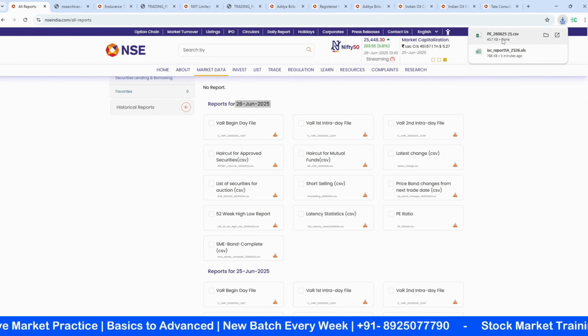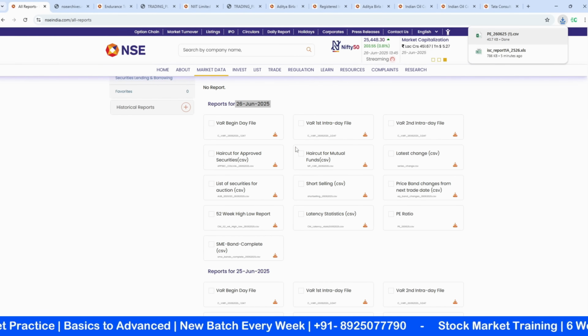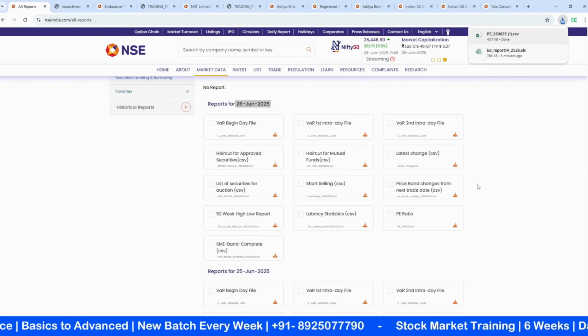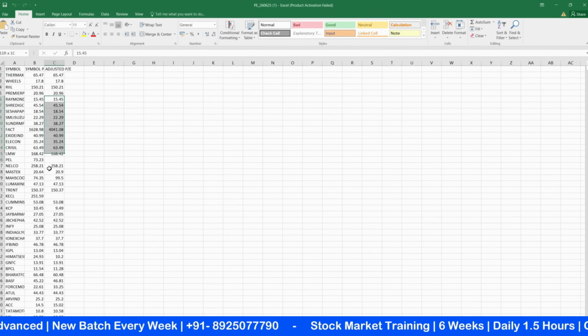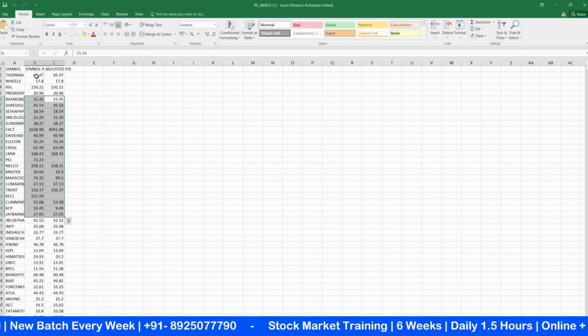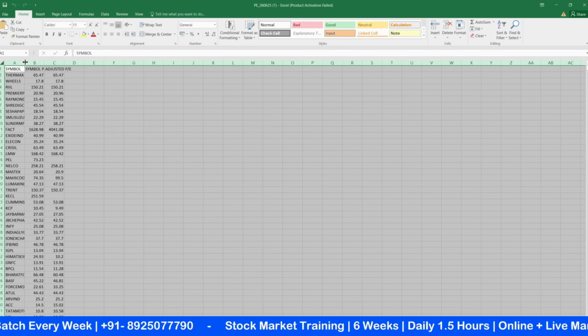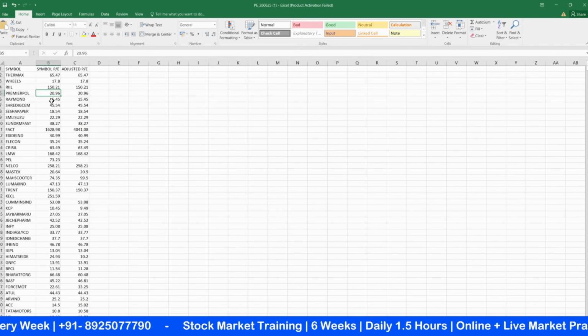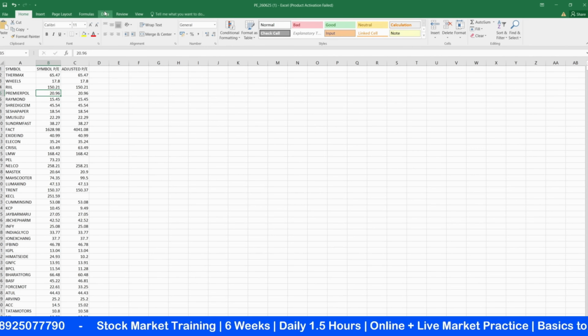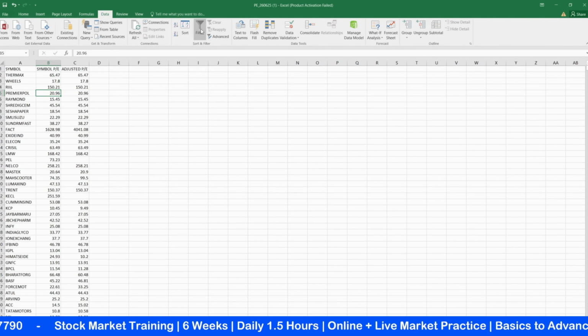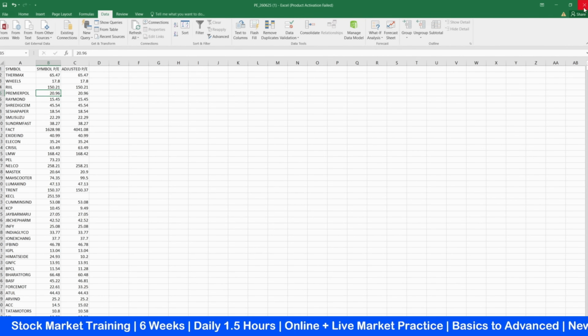And again, it opens in an Excel sheet. These things are not viewable on the NSE website. Rather, it is more about looking into a downloadable Excel sheet so that you can do further analysis. That's why I said it's more of data analysis. So you can sort these companies based on high PE, low PE, or a specific range. Those can be done using the sort and filtering options.